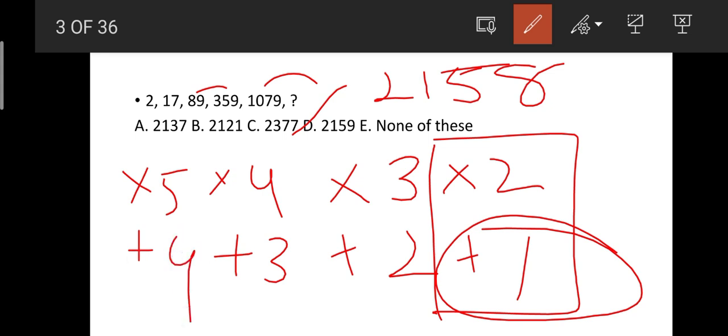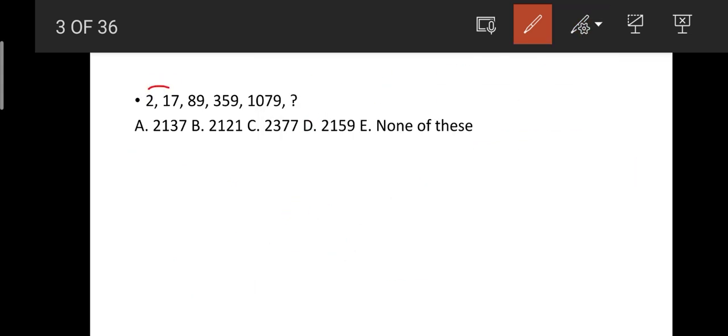Okay friends, here for 17 to become 89, it is multiplied with 5 and then they have added plus 4, and then for 2 to become 17, it is multiplied with 6 and then they have added plus 5. Okay, I think you have understood this. If you start from 2, that is from 2 to 17, how did it become? You may take multiples, but you may not get clarity, so in this type of questions you should come from the last. For 359 to become 1079, it should be multiplied with 3 only. Then they have added some other number. In this way if you calculate, then you will get the answer very fast. Okay friends, our answer here is 2159.